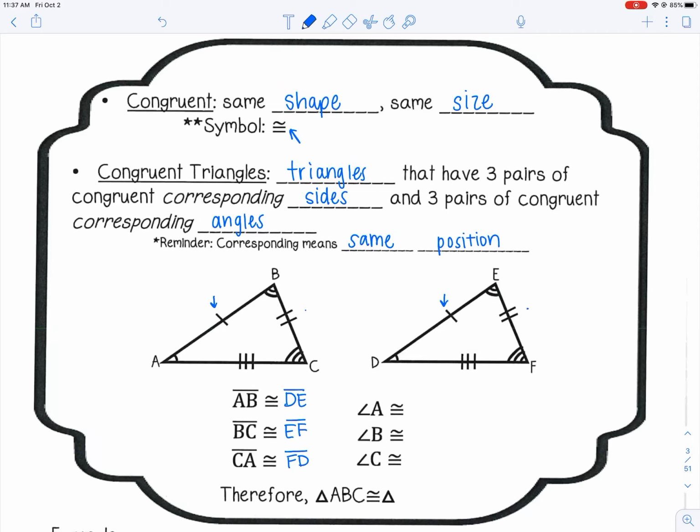Then with angles, you'll look at the arc marks. Angle A has 1 arc mark. Angle D has 1 arc mark. So angle A is congruent to angle D. Angle B has 2 arc marks. Angle E has 2 arc marks. So angle B is congruent to angle E. And angle C has 3 arc marks. Angle F has 3 arc marks. So angle C is congruent to angle F.